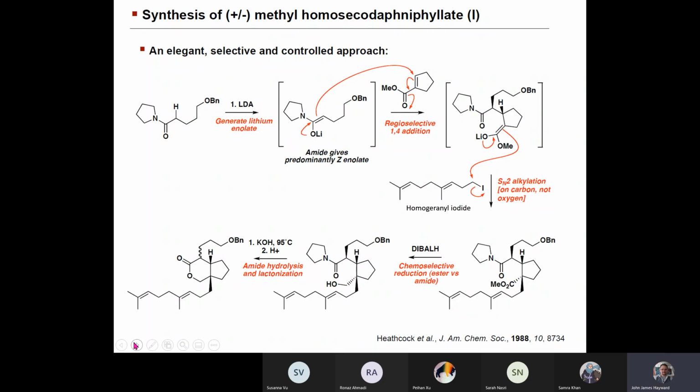Okay, so let's get to how Heathcock made this. So first, generate the lithium enolate using LDA. Okay, and then you do a conjugate addition, much like happened in nature, only onto a preformed 5-membered ring. And I just want to point out that this conjugate addition is regioselective. We've talked about regioselectivity, and the way that they made this conjugate addition particularly regioselective is heat. Higher T favors conjugate.